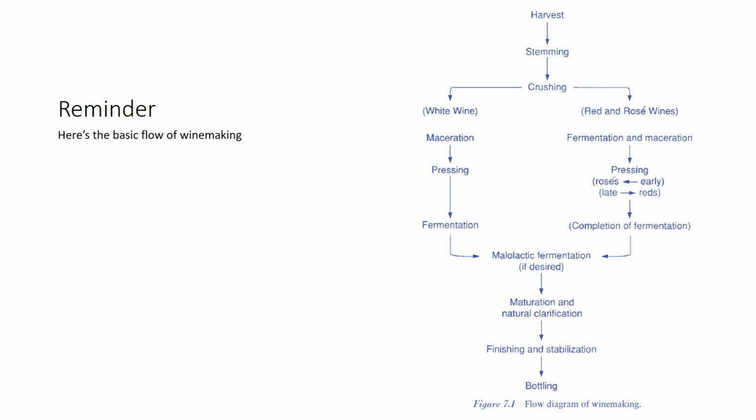Let's move on to some practical stuff to discuss what's happening in the winery, and we can play winemaker for a little bit here. Here is a reminder of what's happening in the winery. This is a nice diagram from Jackson's wine science book showing the diversion of flow between white wines and red wines. So just a reminder for everyone, white wines are pressed before fermentation and rosé wines as well.